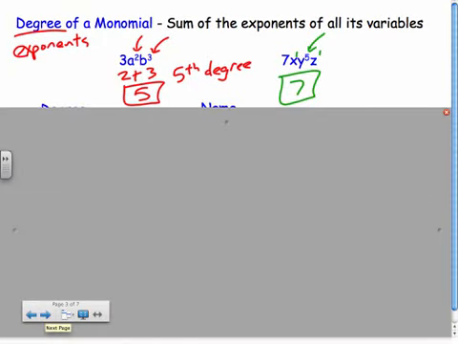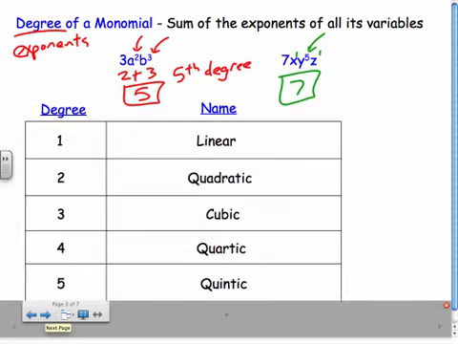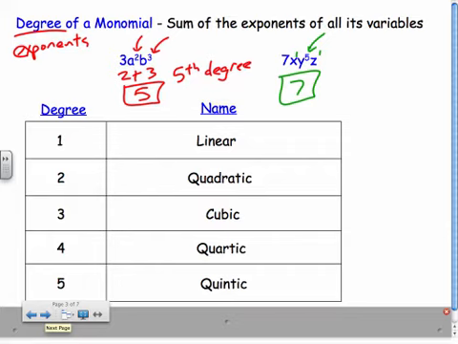And there are some words for specific degrees. Like the first degree is linear. If I were to graph a first degree monomial, I would get a line. The second degree is quadratic. We'll spend a lot of time talking about quadratics. And then there's the 3rd, 4th, and 5th degrees. And then there's the 0 degree.